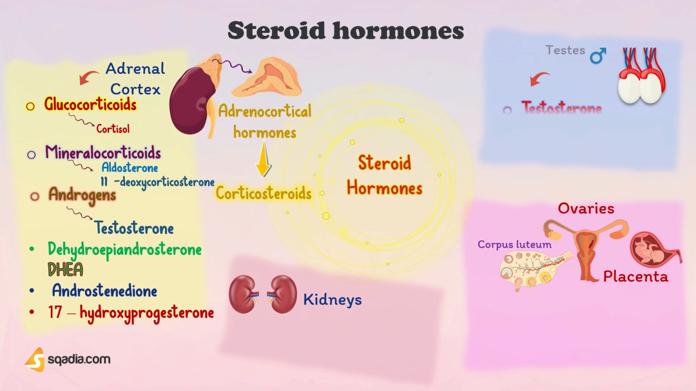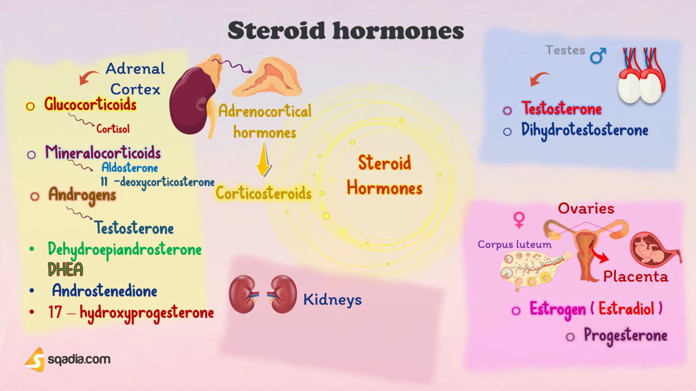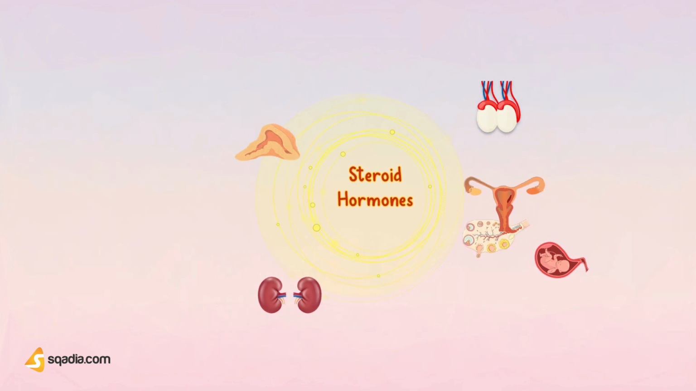Testes in males secrete steroid hormones such as testosterone and dihydrotestosterone. The ovaries, the placenta, and the corpus luteum are female reproductive organs that are involved to secrete common types of steroid hormones that are estrogens, mainly estradiol and progesterone. And the kidney secretes 1,25-dihydroxycholecalciferol, simply calcitriol, which also belongs to this steroid category of hormones.